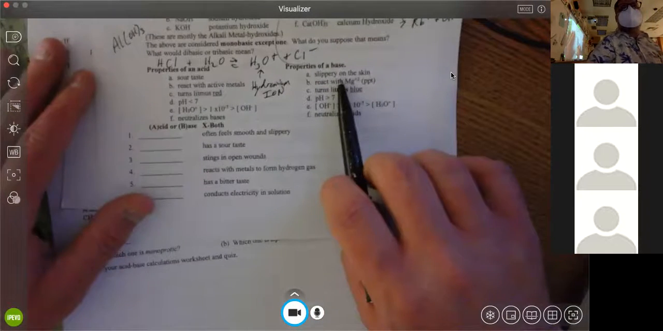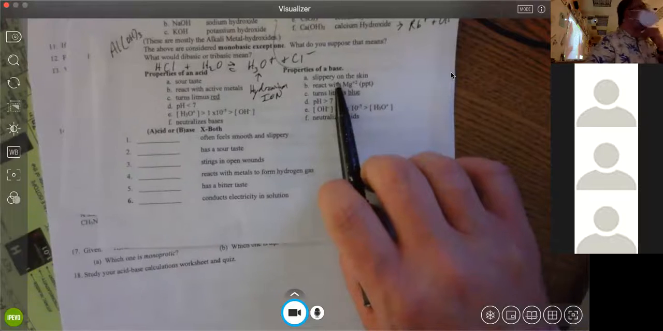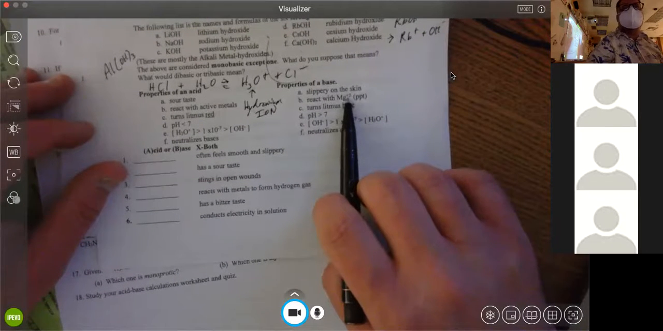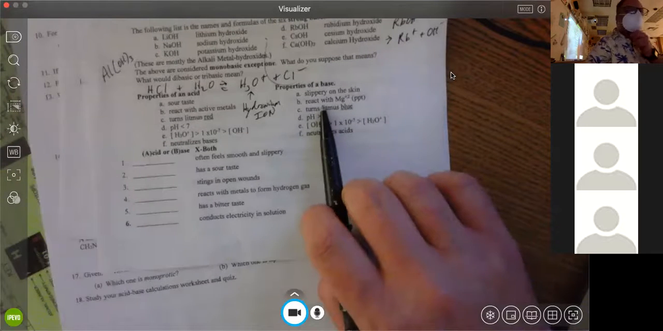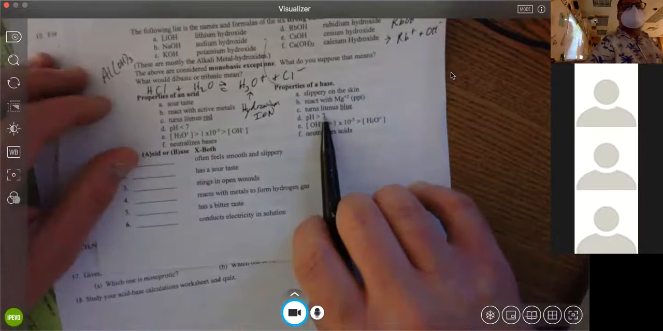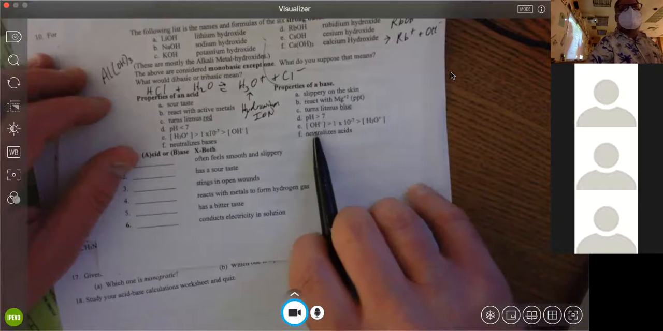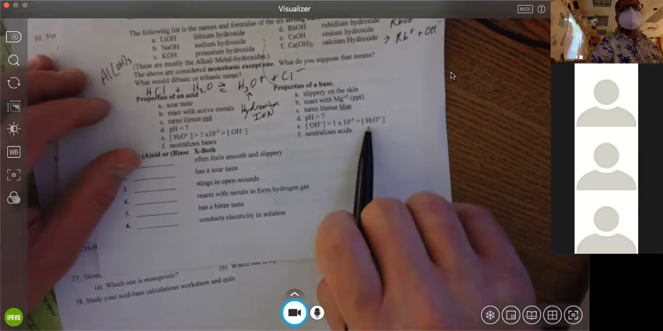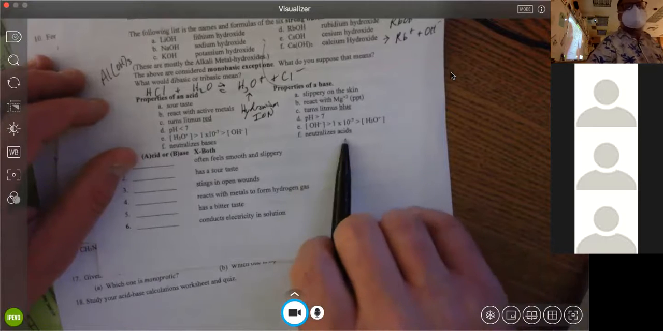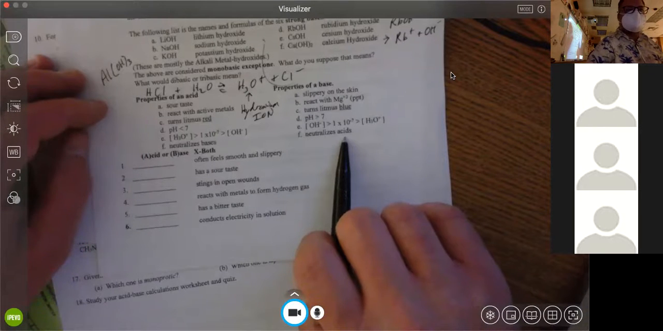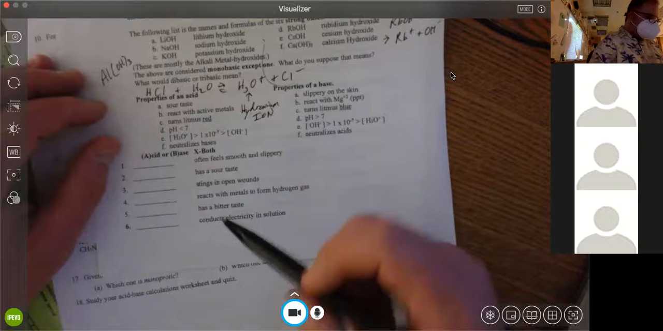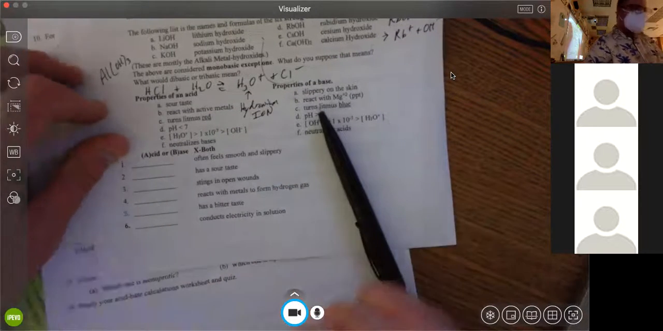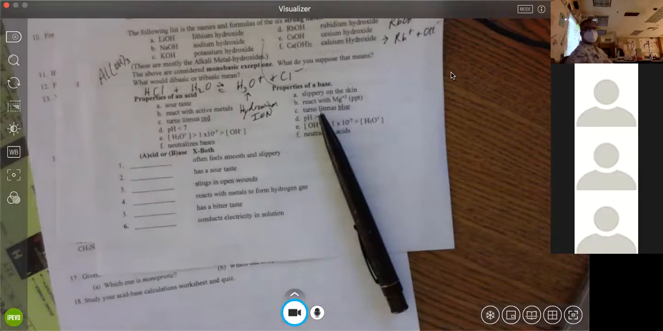Bases, on the other hand, feel slippery to the skin, for example, like soap. They react with magnesium to precipitate. They turn litmus paper blue. Their pH is greater than 7. And their hydroxide ion concentration is greater than their hydronium ion concentration. And they neutralize acids. So go down through here and put A for acid, B for base, or X for both. I'll give you a second.